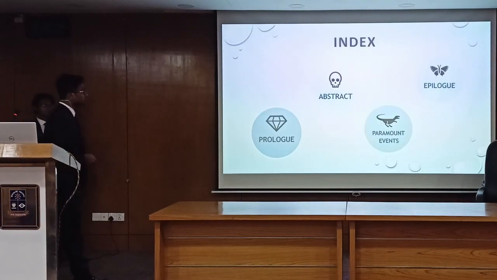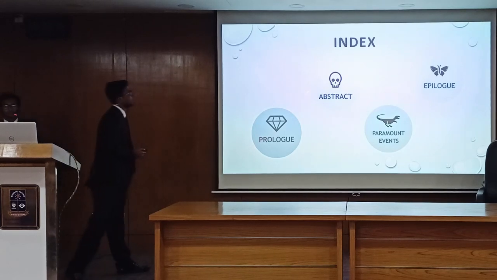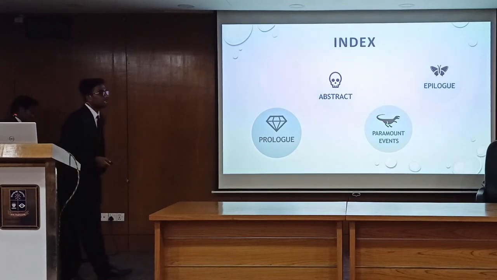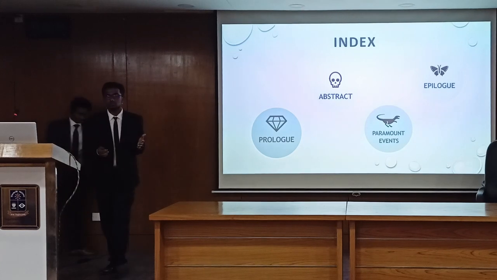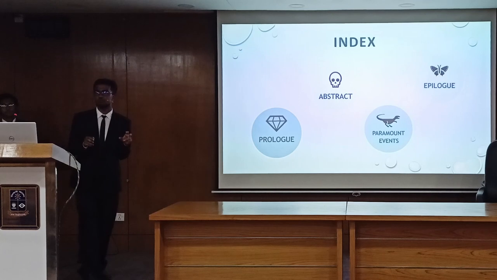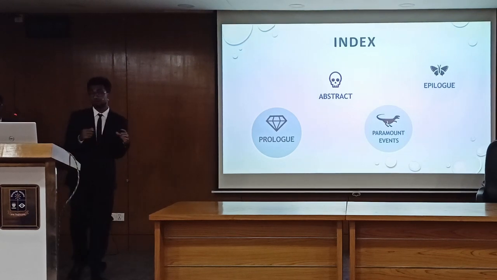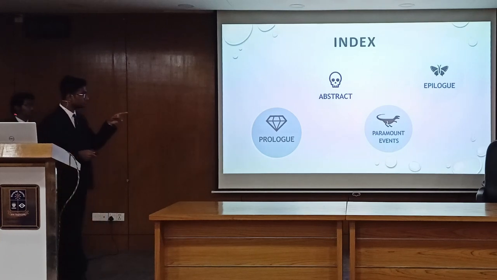Before getting into our main topic, let us have a look at the contents that we will cover in this short span of time. First of all, prologue, then abstract, then paramount events. The Earth has experienced lots of extinction events since its birth, but a few events are really notable and significant in terms of their high level of removal of species. Those events will be here in the paramount events, and finally the epilogue or the conclusion.